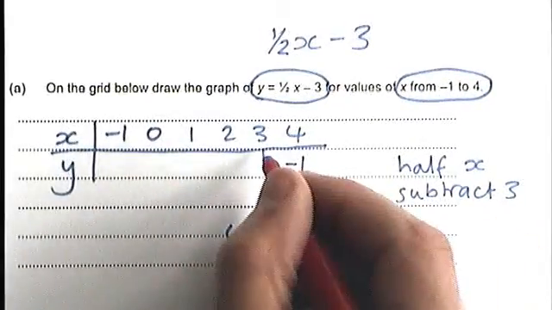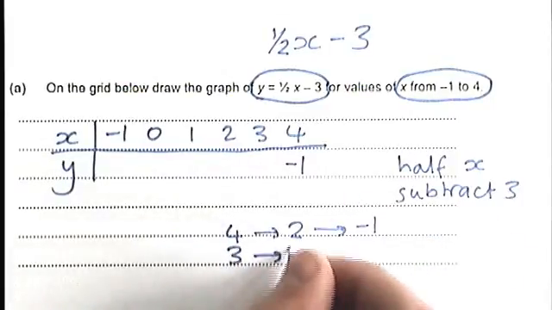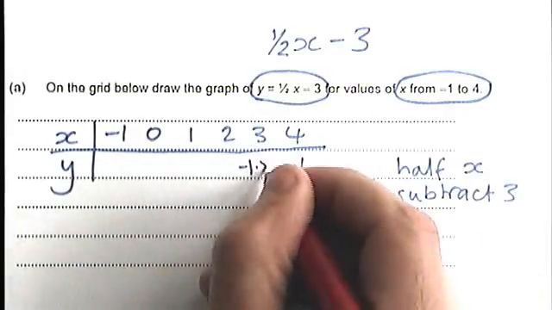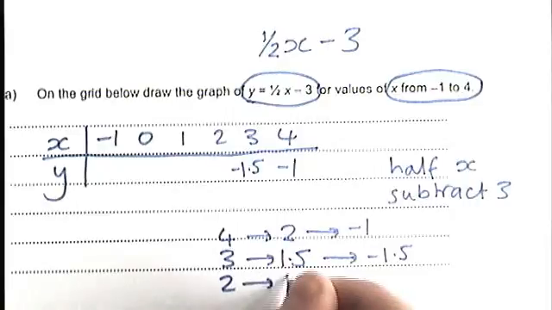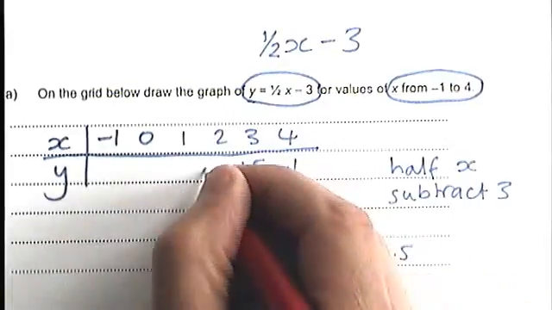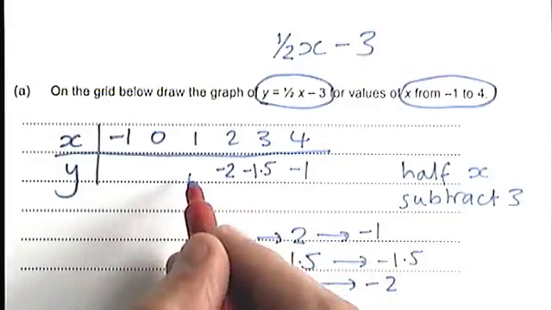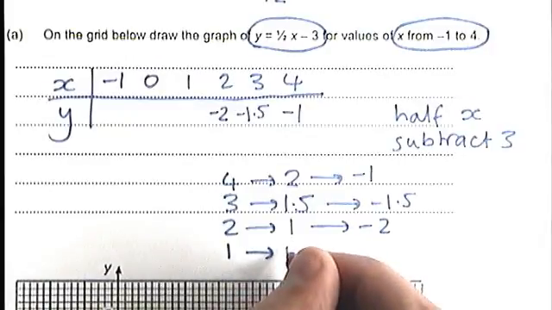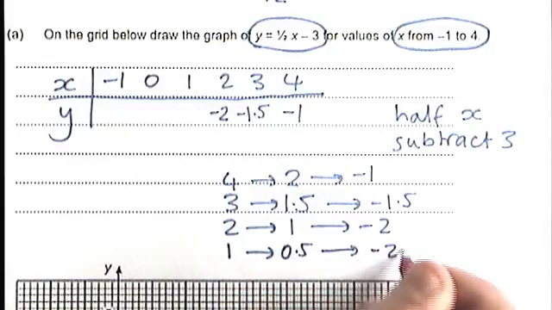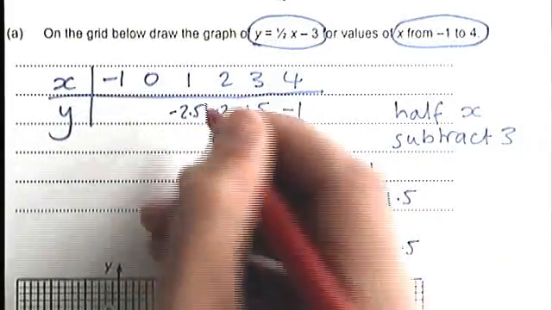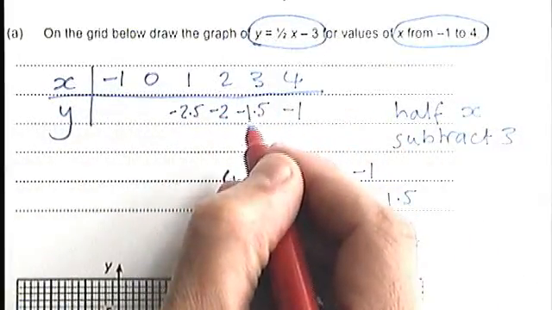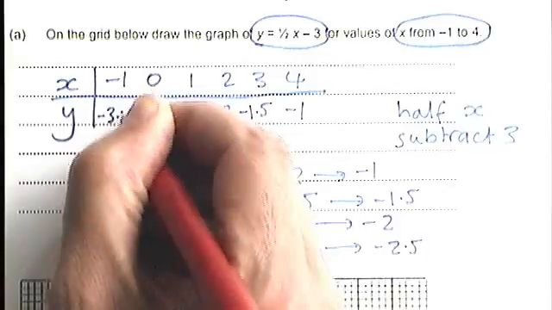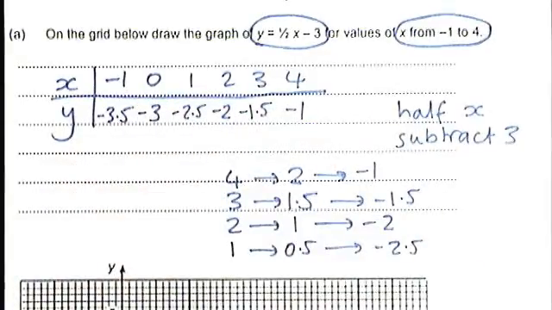If I start with 3, I halve it, get 1.5, and then subtract 3, I get -1.5. If I start with 2, halve it, subtract 3, I get -2. And you can almost see there's a pattern going on here. I think the next one's going to be -2.5. Let's just check that. Start with 1, halve it, and subtract 3, it's -2.5. So now I can see the pattern: -1, -1.5, -2, -2.5, -3, -3.5. It's always worthwhile checking that your numbers form a pattern.